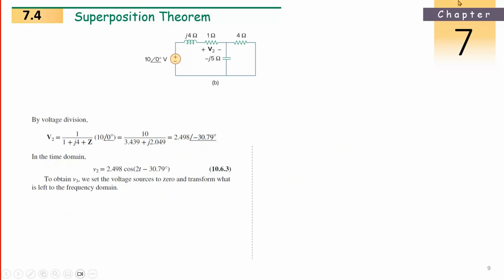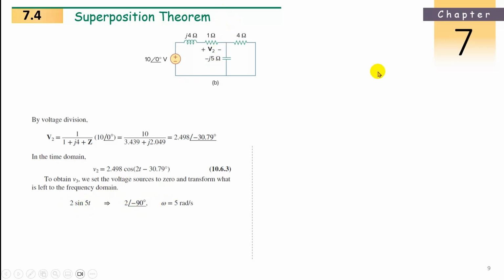Now V3, the last one, we have to get V3. To obtain V3, we set the voltage source to 0 and transform what is left to the frequency domain. In the frequency domain, the current source is 2 sin 5t. Convert it to 2 at minus 90 degrees, because it is sine. Generally if it is 2 cos omega t, then it is 2 at an angle 0, but it is sine, so minus 90 will come. Now what is omega? Omega is 5.